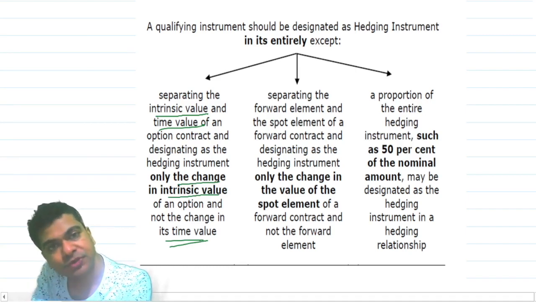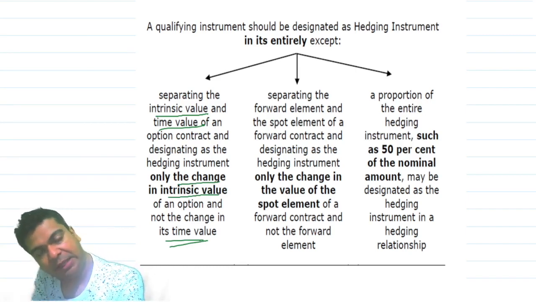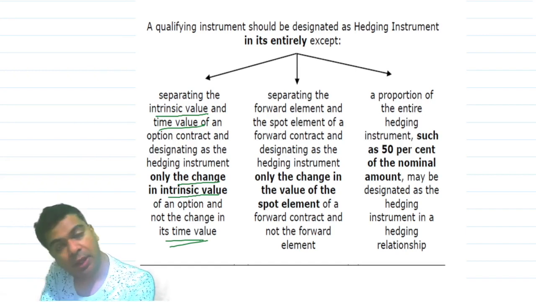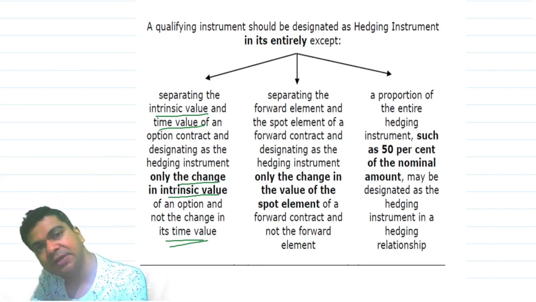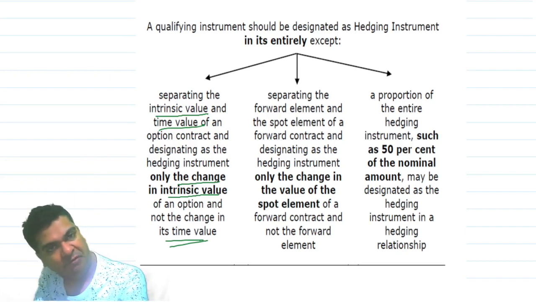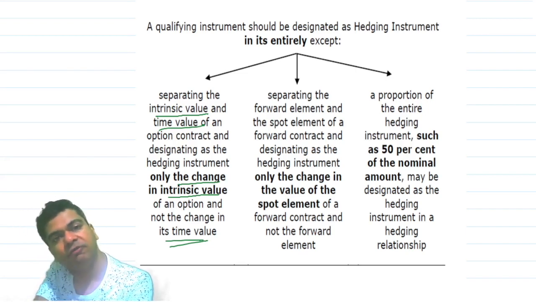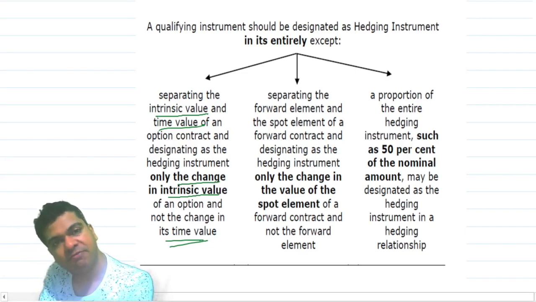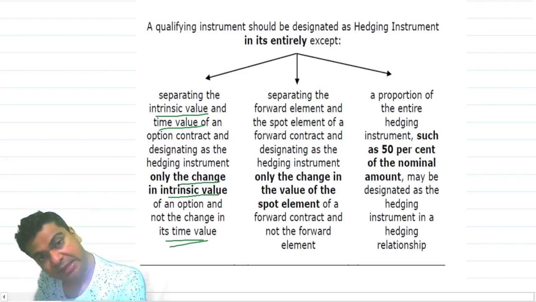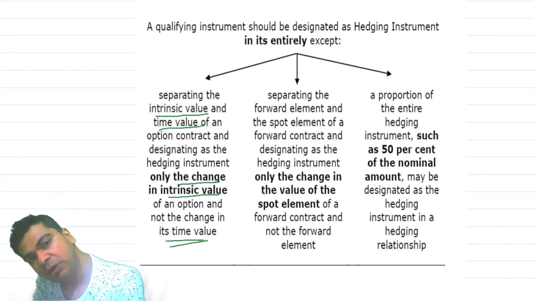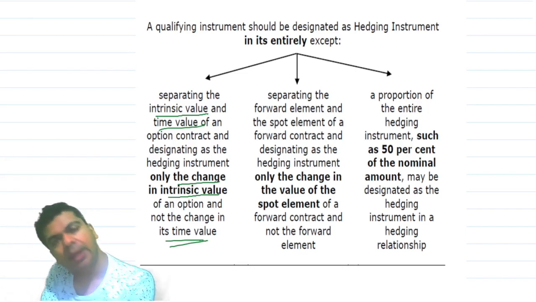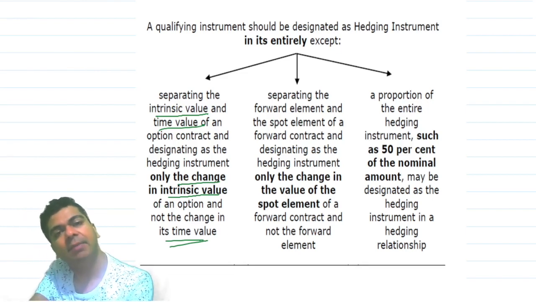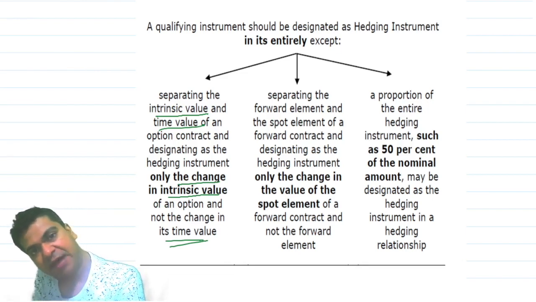We know in an options contract, the options premium will consist of time value and intrinsic value. Time value is something which will always be there. Intrinsic value may or may not be there. For example, if the options contract is out of the money, then it will have only time value. But if the options contract is in the money, then it will have time value as well as intrinsic value. By chance, if the options contract is at the money, then again it will have only time value.